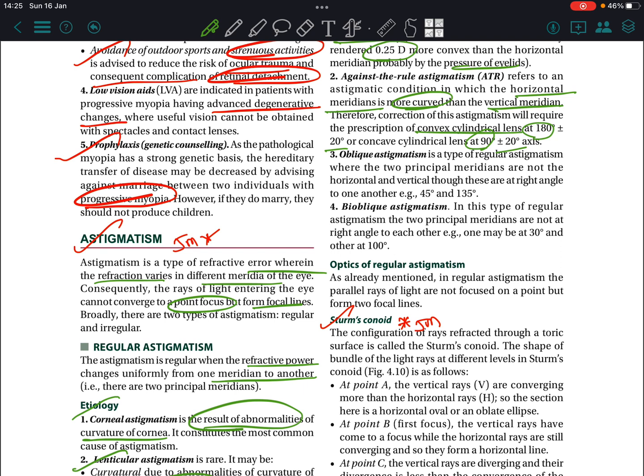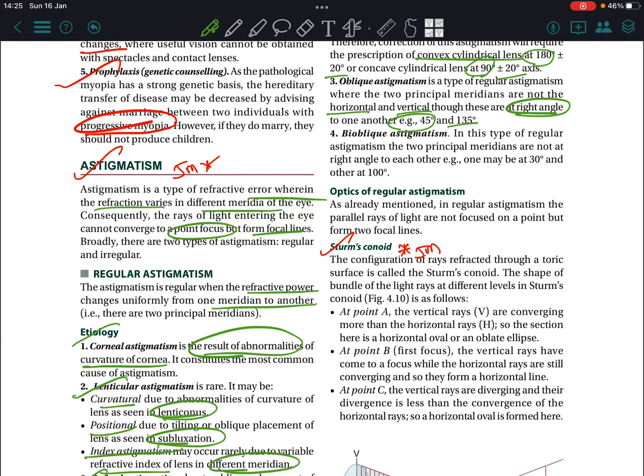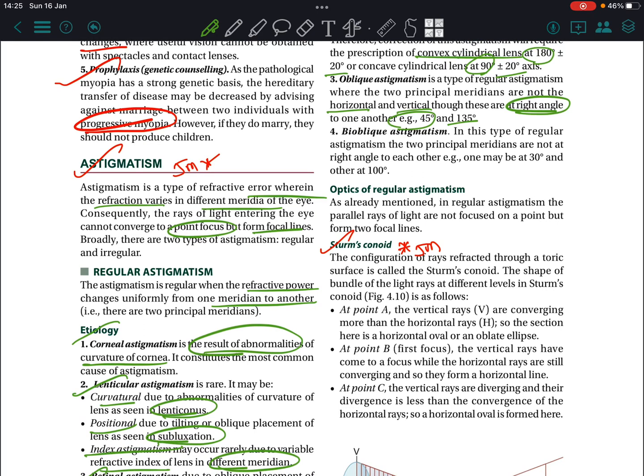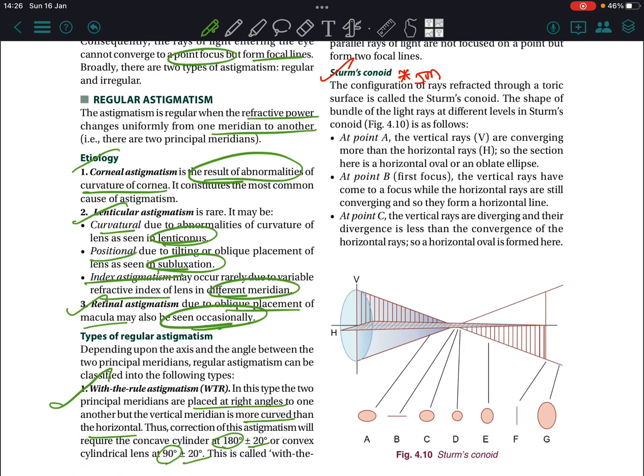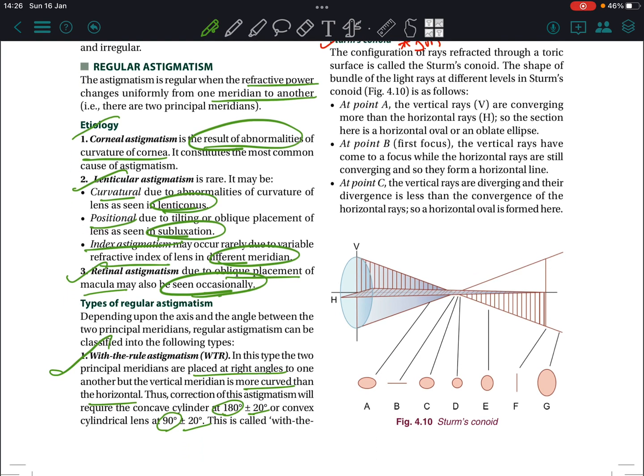Oblique astigmatism is a type of regular astigmatism where the two principal meridians are not horizontal and vertical, though these are at right angles to one another. Example: 45 degrees and 135 degrees. Irregular oblique astigmatism: in this type of regular astigmatism, the two principal meridians are not at right angles to each other. Example: one may be at 30 degrees, the other at 100 degrees. Sturm's conoid.